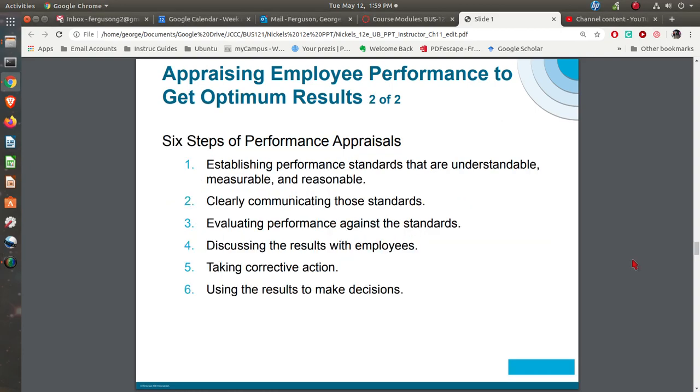Now, there's 6 steps in it. First of all, at the beginning of the review period, you have to establish the standards that people have to meet, and they need to understand them clearly as far as what the expectations are. You evaluate the performance against those standards. You also have to be prepared to change.